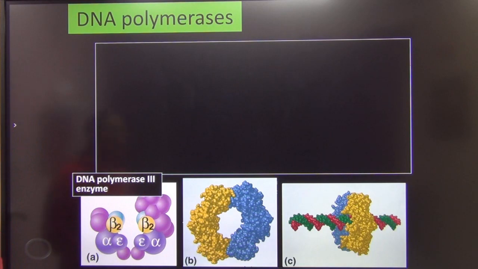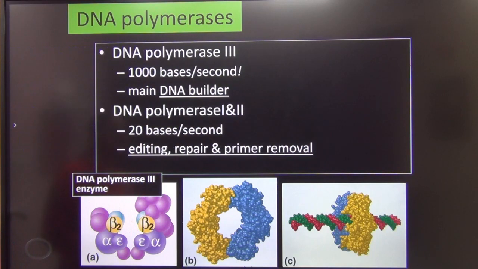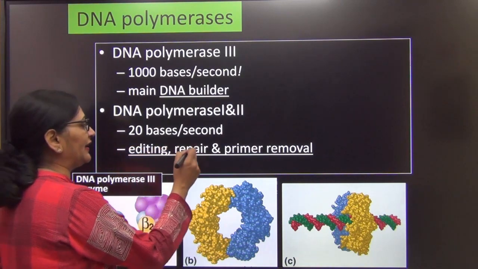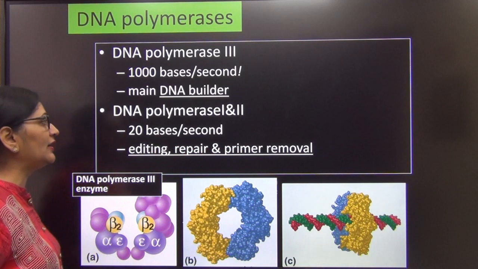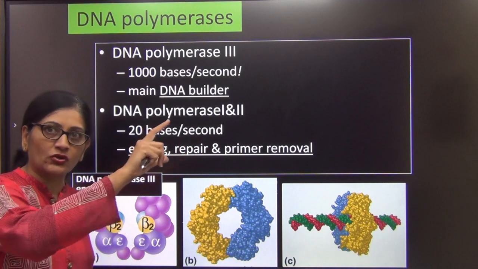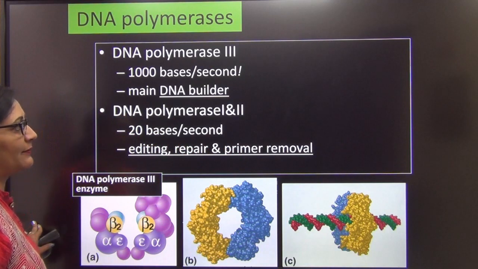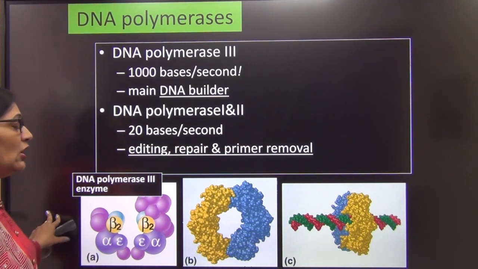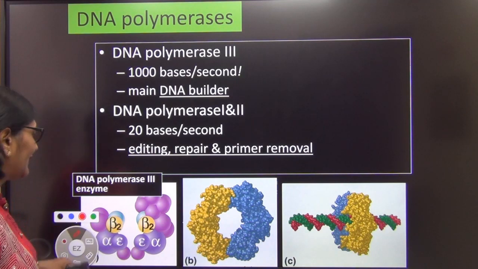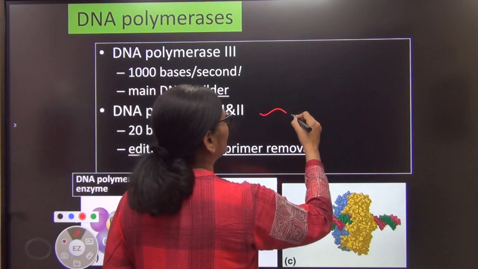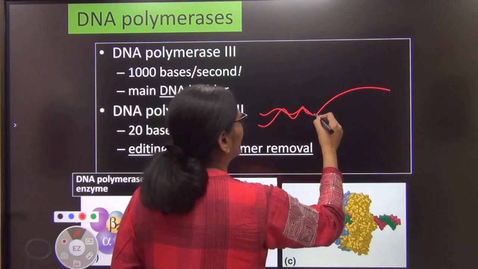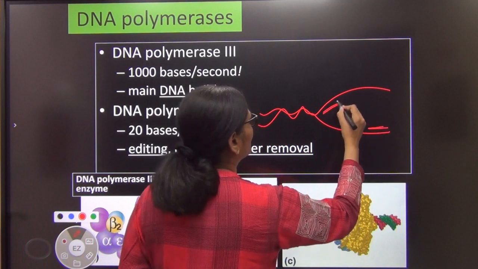Then after polymerase 3 we have polymerase 1 and 2. They are basically meant for editing, repair and primer removal. The primers which are formed also need to be removed, then with ligase it will get joined. What I am saying is, when you do replication, what do you add? You add primers. Say this is my DNA, so we add primers here. These primers also need to be removed.